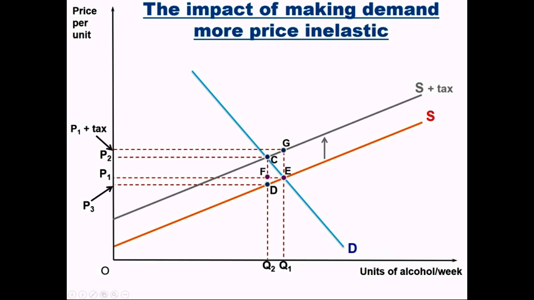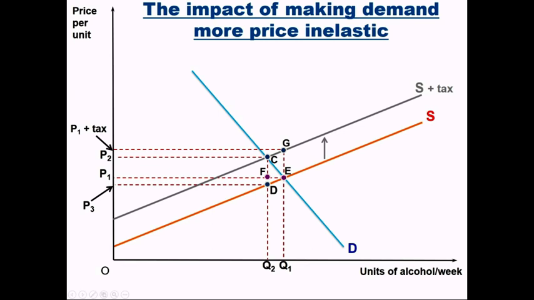Now let's put point F on there to help us identify the incidence of the tax. So we can see that this whole area, P2, C, D, P3, is the total tax. The amount of that that's being borne by the consumer, the extent to which the prices have been passed on, is area P2, C, F, P1. So this area here. And we can see that quite a large proportion of the tax incidence is being picked up by the consumer.